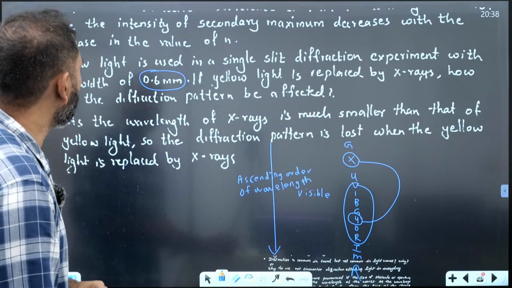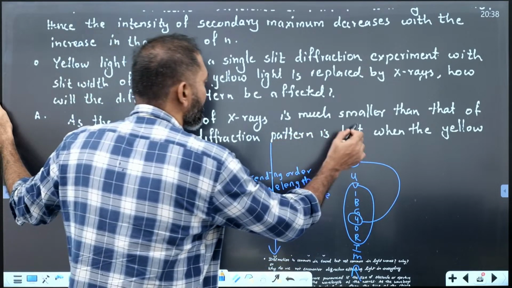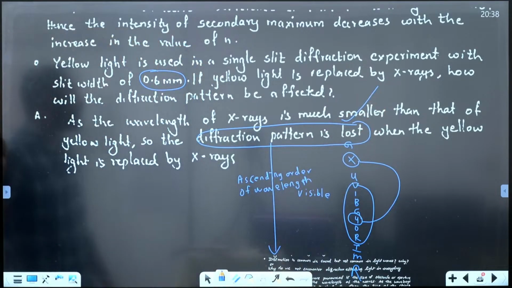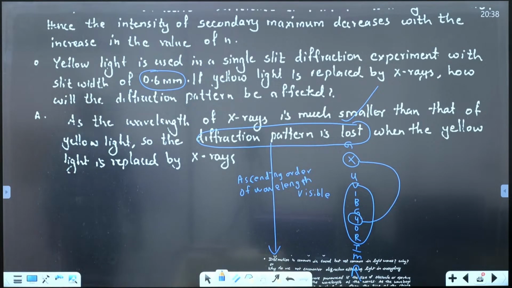So when yellow light is replaced with the X-ray, the wavelength is reduced to a large extent. As the wavelength of X-ray is much smaller than that of yellow light, the diffraction pattern is lost. If the wavelength becomes too small, the diffraction pattern will be lost. So there will not be any diffraction if yellow light is replaced with the X-ray.